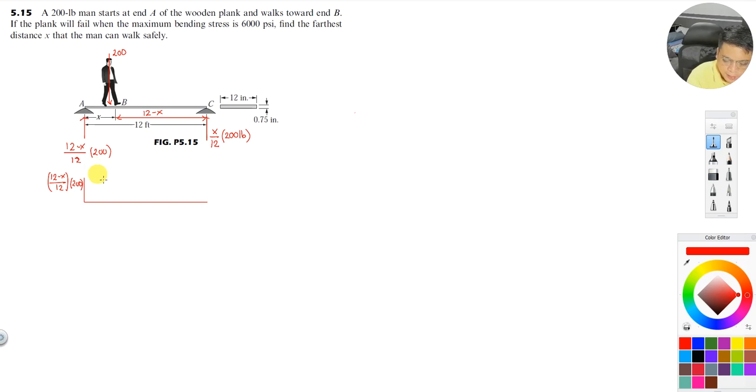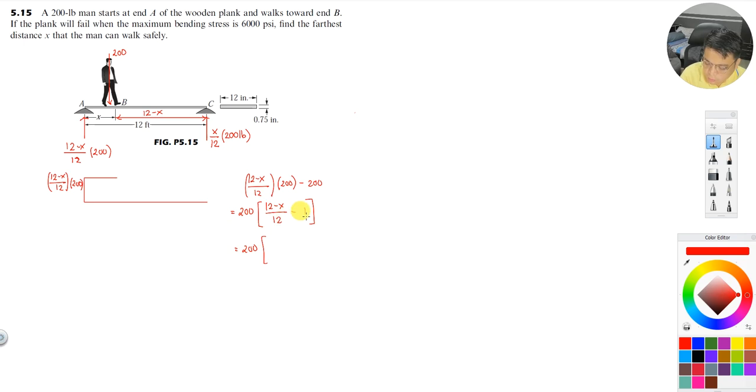Kaya lang, mula dito, wala ka. Then, bababa ka ng 200. So, that is equal to 12 minus x all over 12 multiplied by 200, and then minus 200. So, what would happen to this one? Ibig sabihin, pwede mong i-factor out yung 200. So, you can have it as 200 multiplied by 12 minus x all over 12 and then minus 1. Okay? Algebra to, ano?